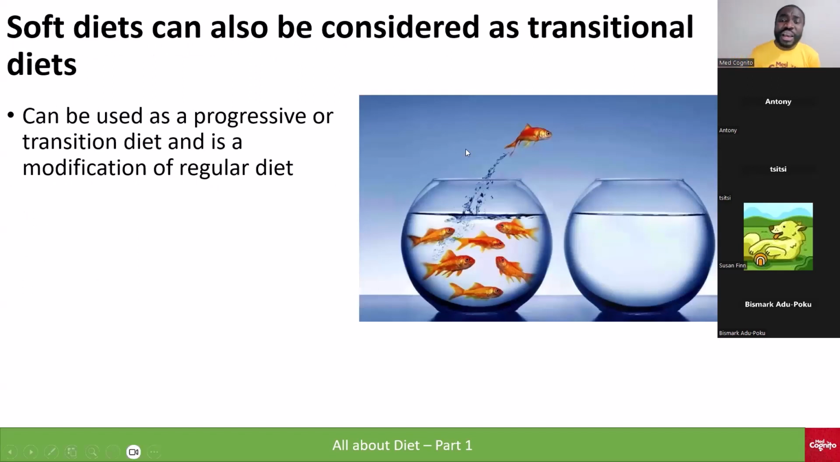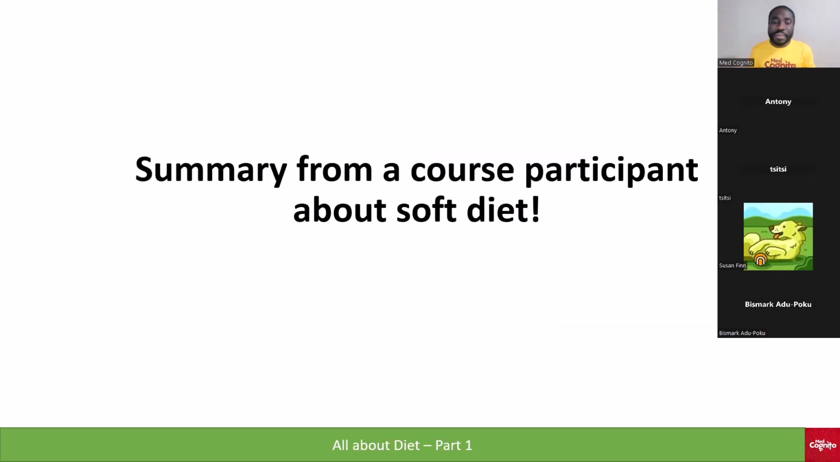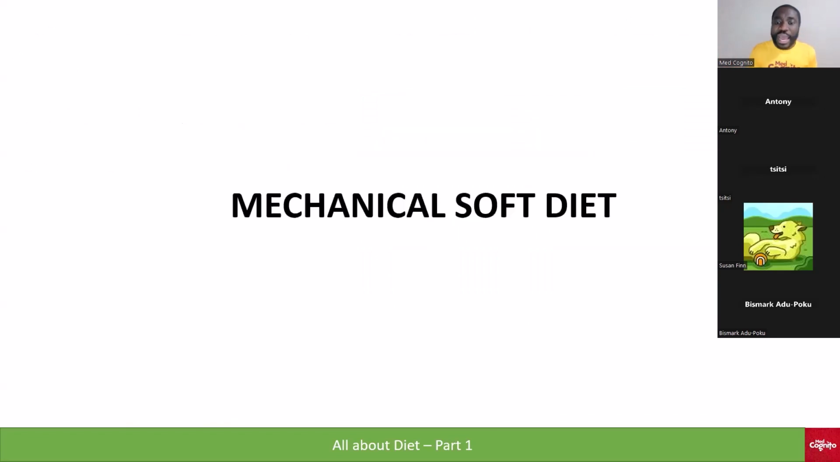Soft diets can also be considered as transitional diets. Like this friendly fish jumping from one aquarium to the next, as if it is transitioning from one point to the next, right? So soft diets can also be considered as transitional foods. It can be used as a progressive or transition diet, and it's a modification of the regular diet.